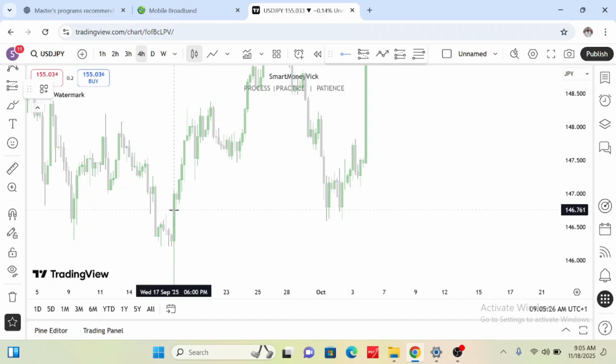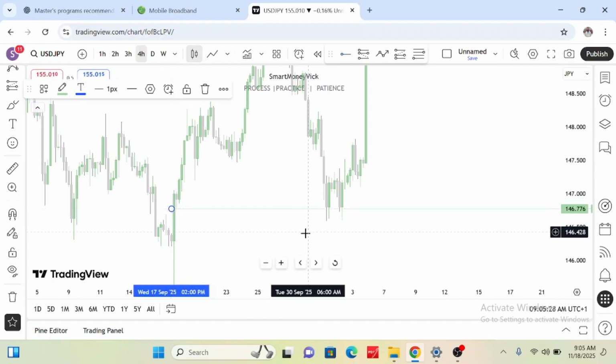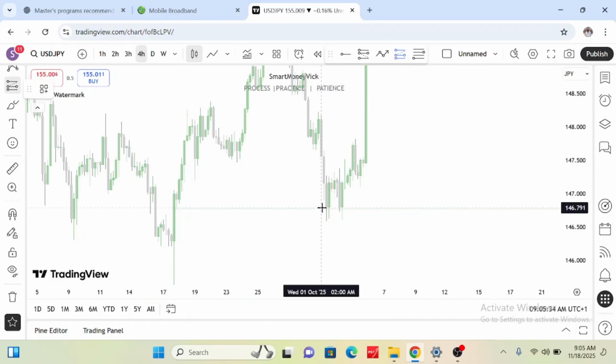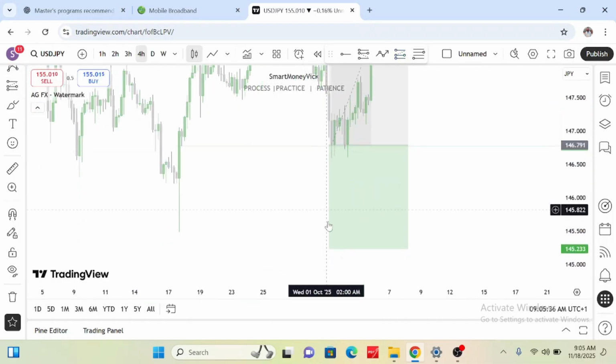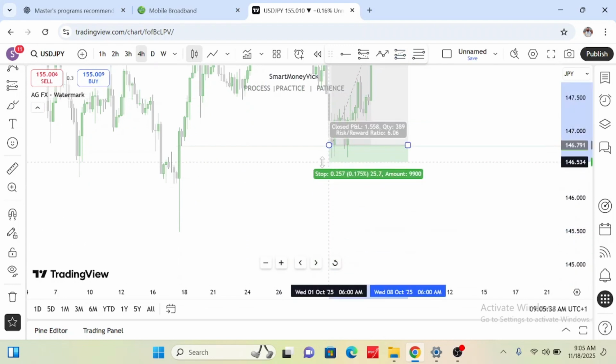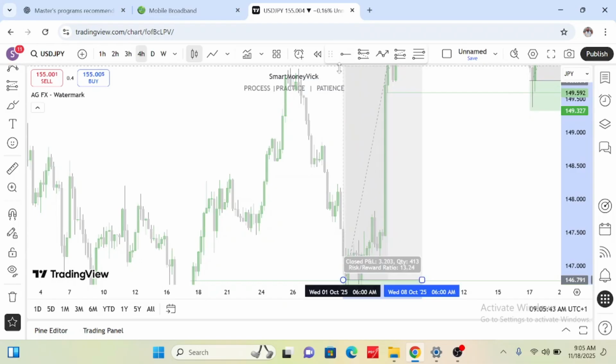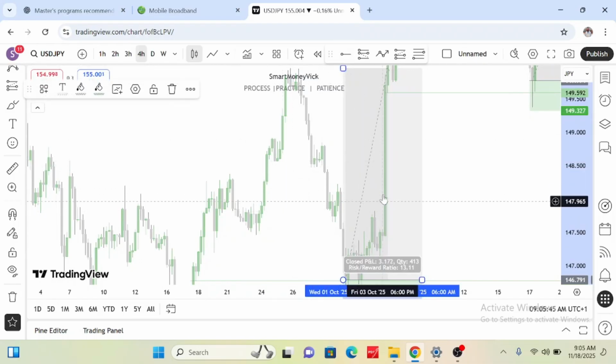Now if you look around here, what can you see here? Once again, we took out this swing low, we rejected instantly. What are we going to do? Entry from here, stop loss right below, and we are going to target the opposing side liquidity. That's a 13 RR trade.